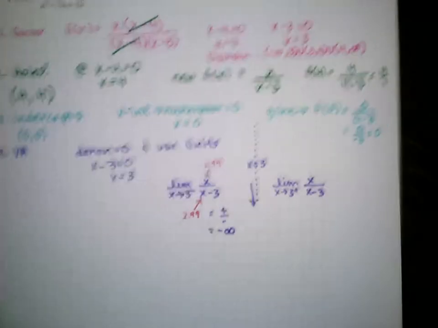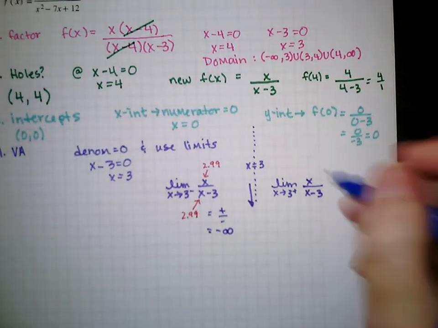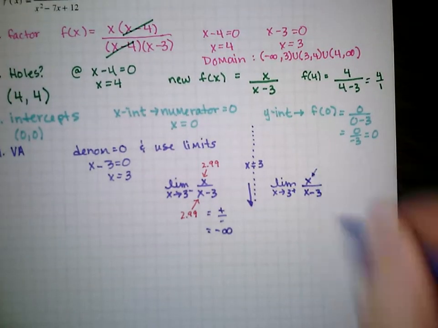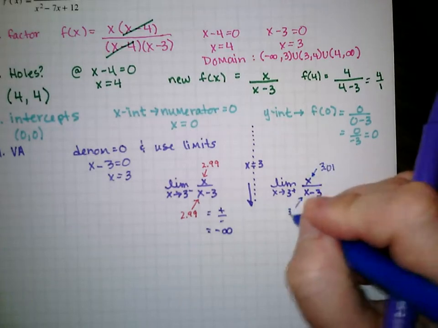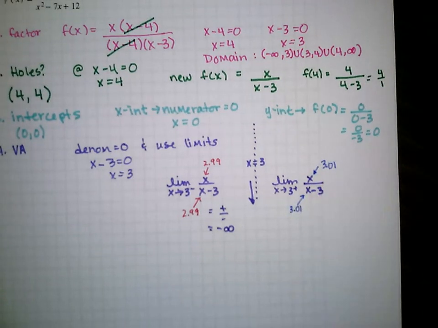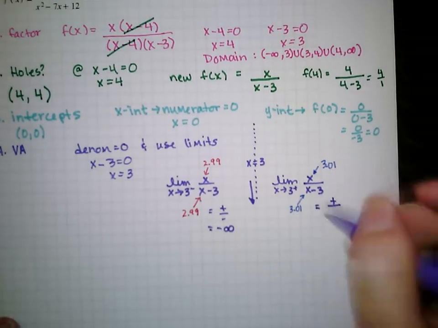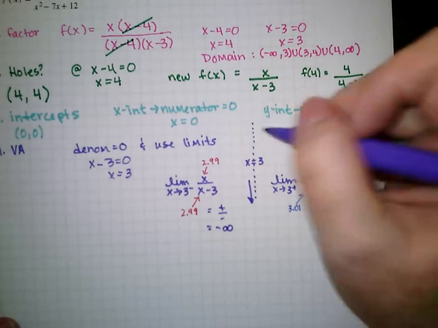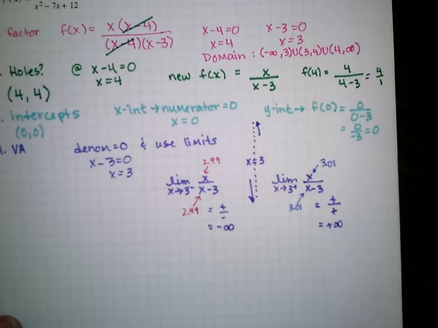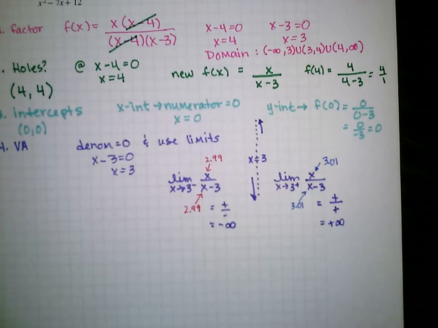Let's check the right side. The limit as x approaches 3 from the right side. So we're going to plug in a number slightly bigger than 3, like 3.01. 3.01 is positive, and 3.01 minus 3 is also positive. So this side heads towards positive infinity. So we are headed up on that side. Okay, what is next?